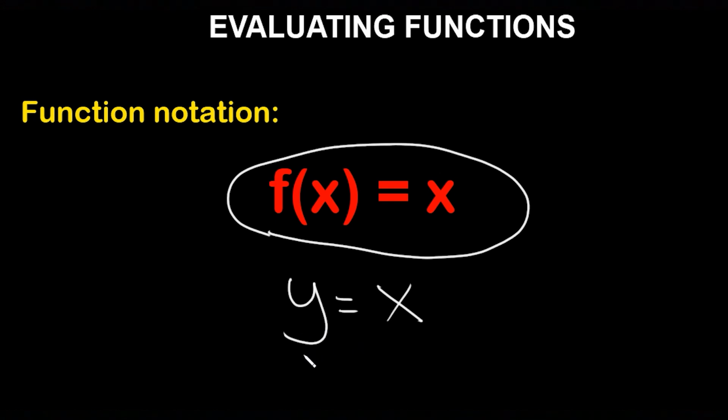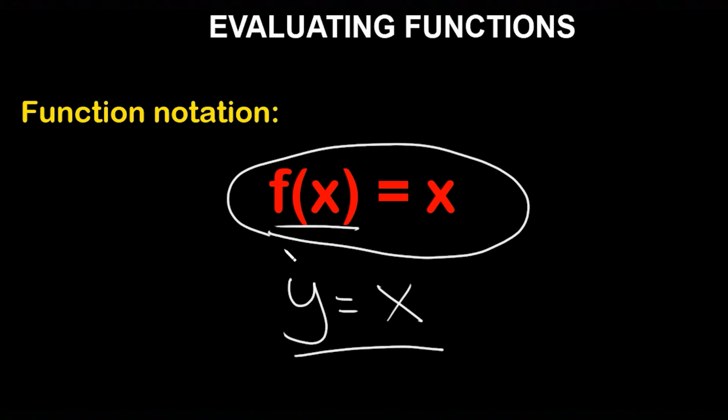So for example, if I were to write this function as y equals x, if I didn't know any better, I wouldn't know if this is actually a function or not a function. But whenever you write something in function notation like you have here, you are going to be immediately identifying that it is in fact a function. Okay, so again, for every x value, there's exactly one y value.